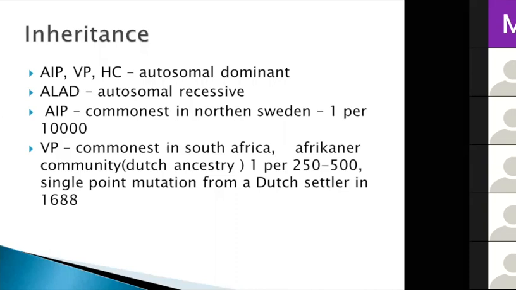Variegate porphyria is commonest in South Africa. It mainly affects the Afrikaner community, mainly people of Dutch ancestry. It occurs in 1 in every 250 to 500 people. This is explained by a single point mutation which was discovered in 1688 in 2 Dutch settlers.